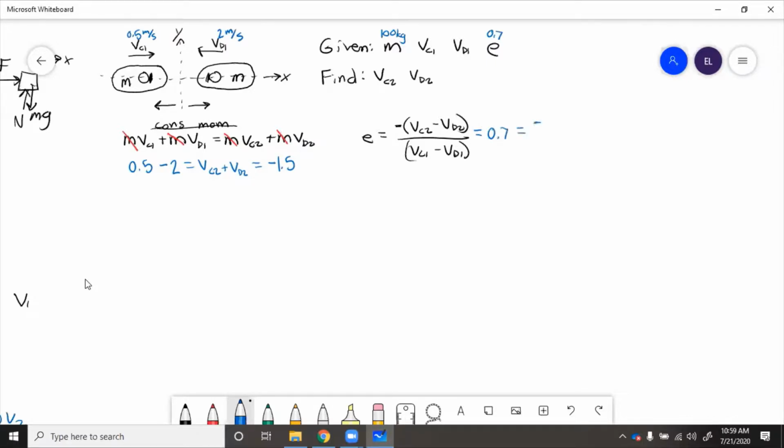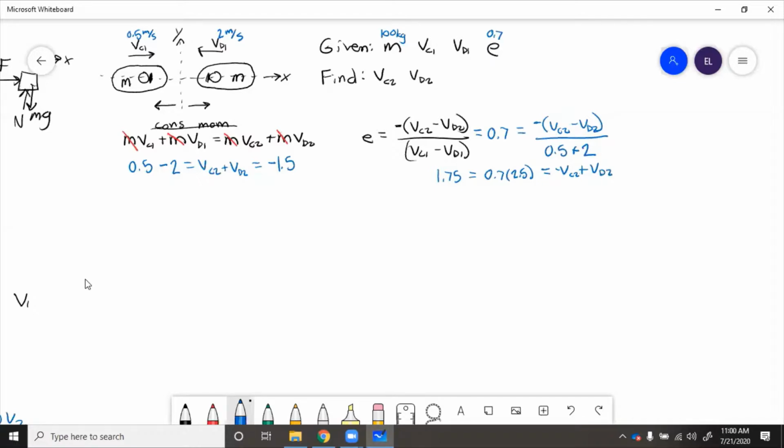Now the E equation, E equals 0.7, which equals the negative of VC2 minus VD2 over VC1, which is 0.5, minus VD1, which is negative 2, so then that becomes a positive. So we have 0.7 times 2.5 equals negative VC2 plus VD2. This equals 1.75. So now we have the two equations, momentum conservation and the E equation, and two unknowns, VC2, VD2. So we just need to plug in and solve.